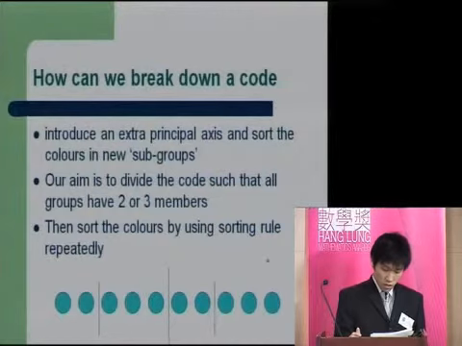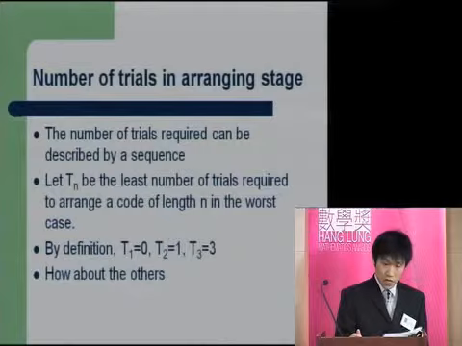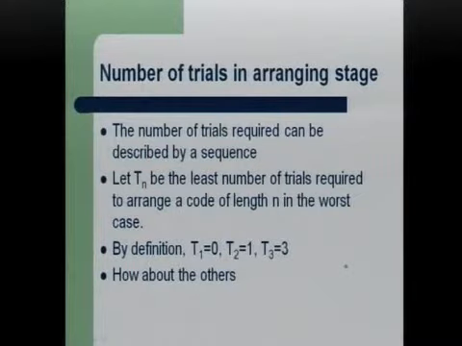Now, we want to know the trials required in arranging the code. Let Tn be the least number of trials required to arrange a code of length n in the worst case. From our definition, no matter where we place our principal axes, we must have T1 equals 0, T2 equals 1, and T3 equals 3. But how about the others? As we know, the trials required depend on where we place the principal axes.